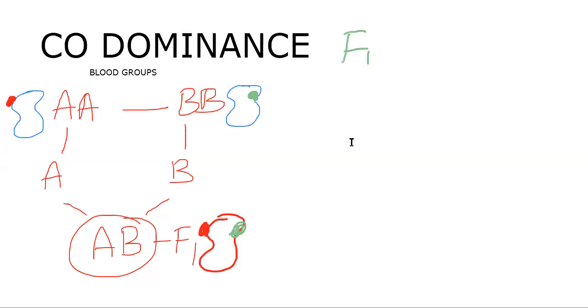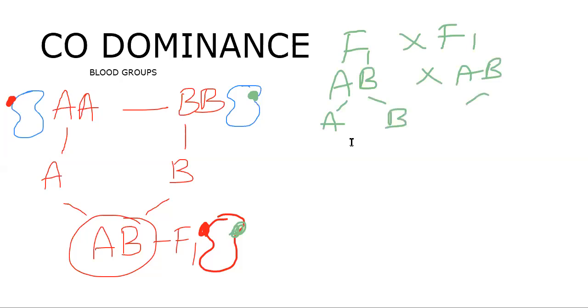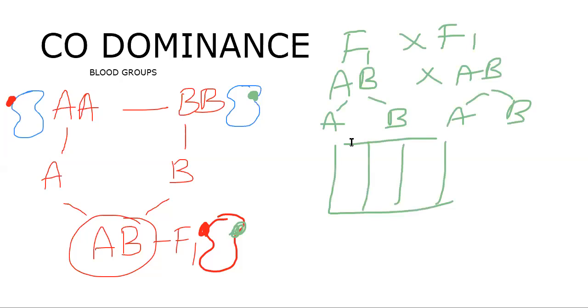We continue the experiment here to understand it much better. When F1 is crossed with F1, that means AB crossed with AB. The gametes, as usual, are A and B, and here also A and B. I am taking the gametes into the boxes: A, B, A and B. Let us write. First one, capital A capital A, A blood group. Capital A, capital B, that means AB blood group.